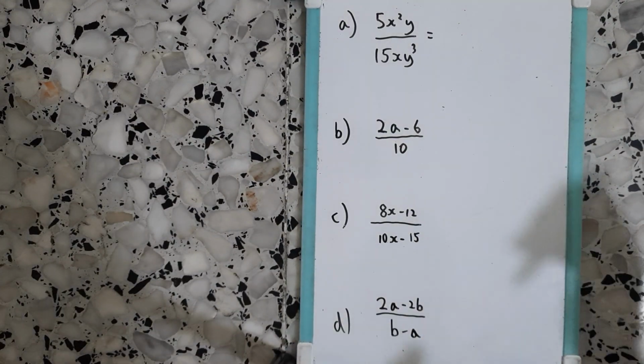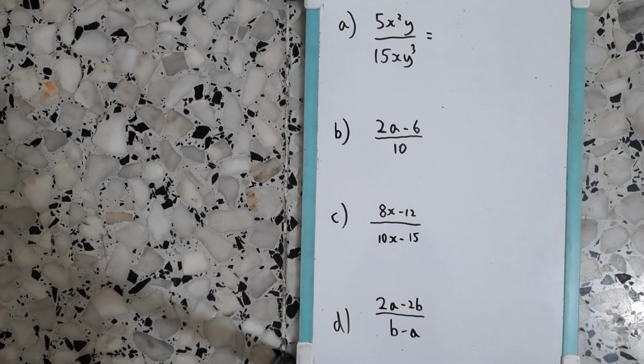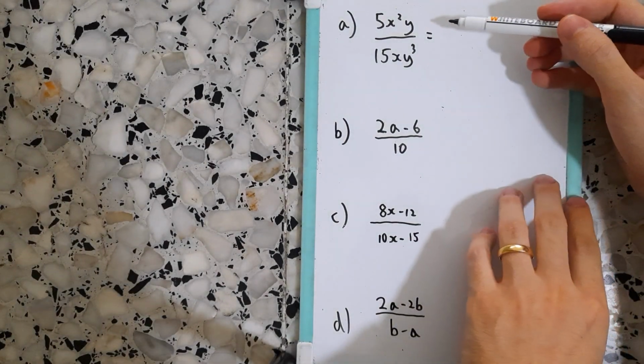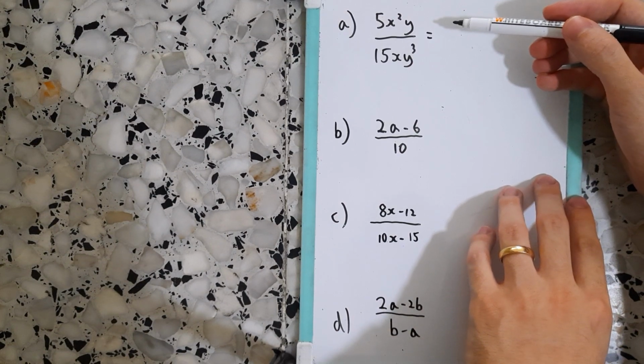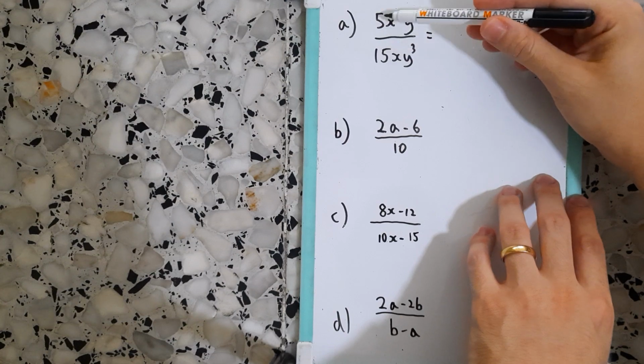So what we're going to look at today is simplifying algebraic fractions. So let's look at the first example here. This should be quite familiar from the work on indices and term 1. So let's look at the numbers first. What can we simplify here?